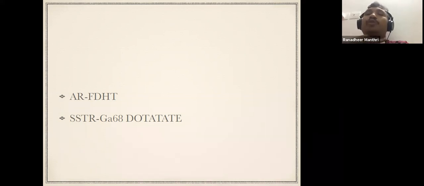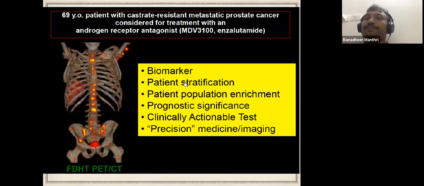Next is the somatostatin receptor scan. Last class I also spoke about gallium-68 dotatate. Somatostatin binds to it, which is octreotide. TATE is nothing but an analog of octreotide. DOTA is a chelating agent. Gallium-68 is a radionuclide, a positron emitter. Next slide, please.